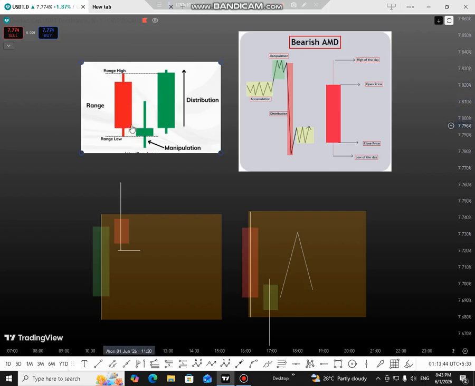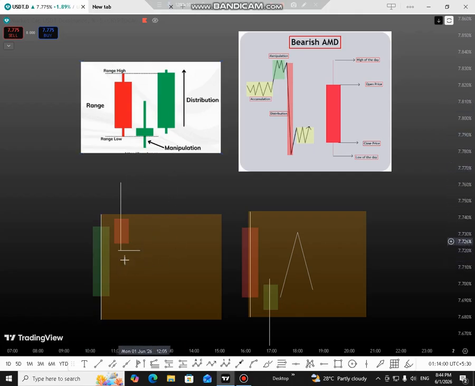This is called candle range theory because it's ranging inside this candle. On the third candle, it's the distribution, so we are going to trade to the distribution. I'm going to show you a tip to refine this strategy more efficiently.